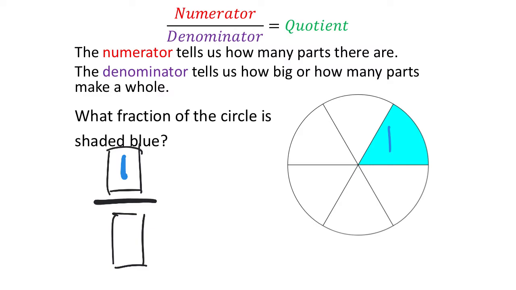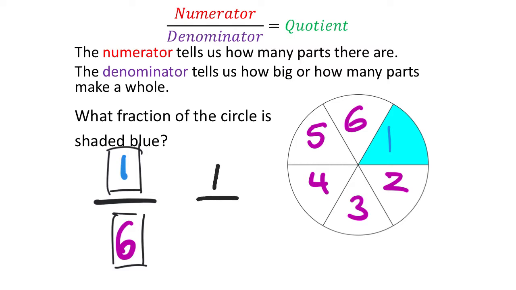But the denominator tells us how many pieces put together would make up a whole circle in this case. So there's the 1 already shaded. There's some that are not shaded. 2, 3, 4, 5, 6 total pieces. So that then becomes our denominator. 1/6. In fact, this one is already simplified as 1/6. Of course, if you wrote that freehand, you'd be looking at just 1/6 without the boxes.